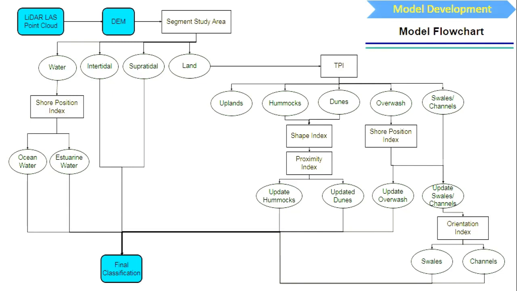After that, the classification looks pretty decent, but it needs to be refined further because it has a lot of mistakes. So we refine this classification using a series of shape index, proximity index, shore position index, and orientation indexes to produce a much better classification, which is combined all together into the final classification.